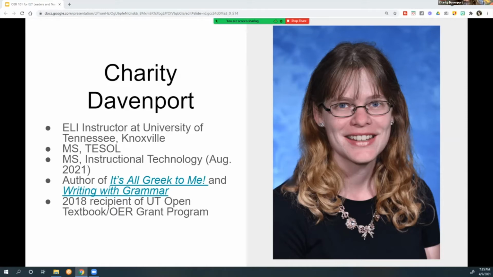So one of my big interests is open pedagogy, which involves using OER to improve our teaching. I have also, as Sharon mentioned, published an open textbook called It's All Greek to Me, which I'll be talking about later, about my process. How did that happen, making a whole book? And also a website with resources called Writing with Grammar. And Liz mentioned what are some of the benefits for teachers, and one of them is winning grants. So I did get some money for creating my OER textbook.